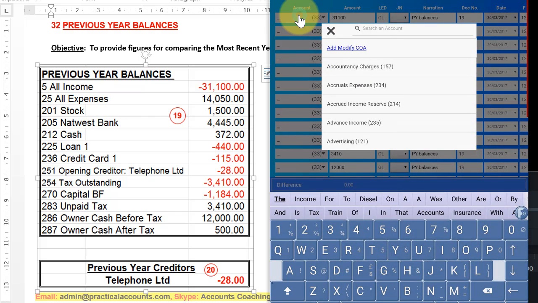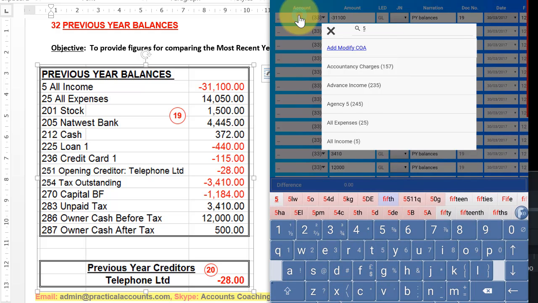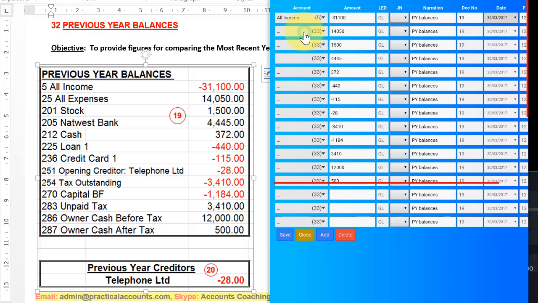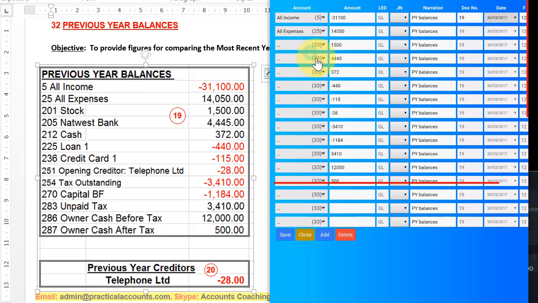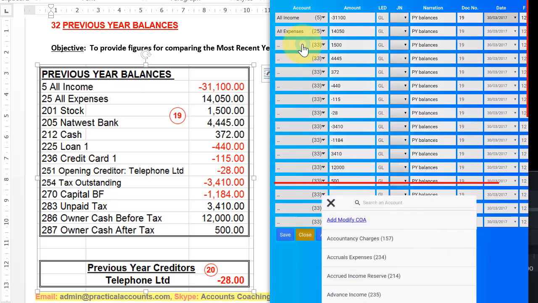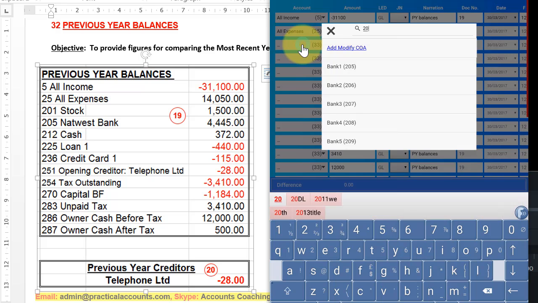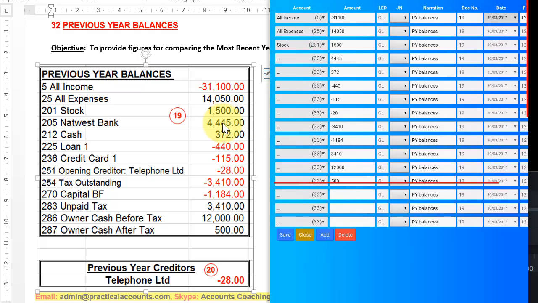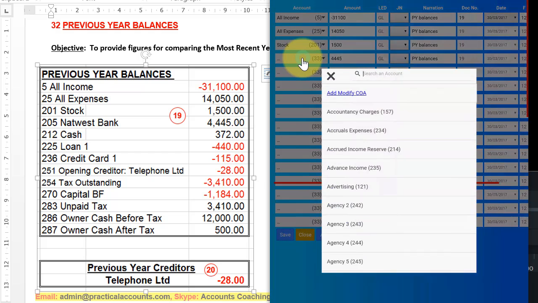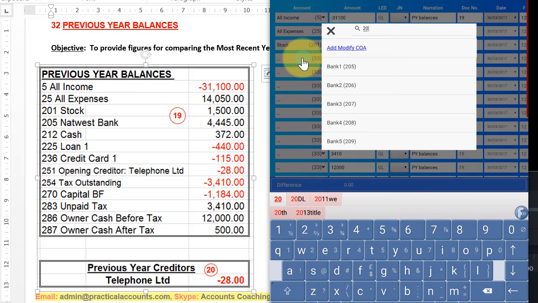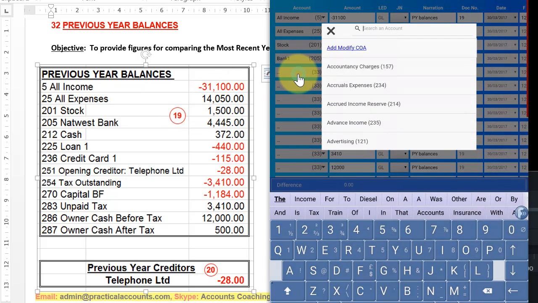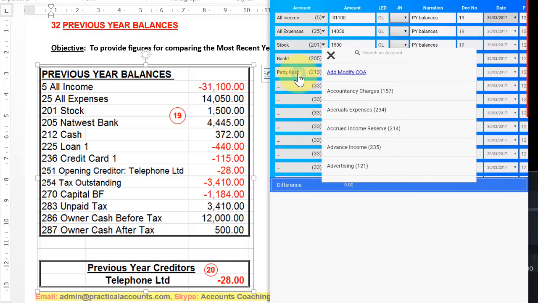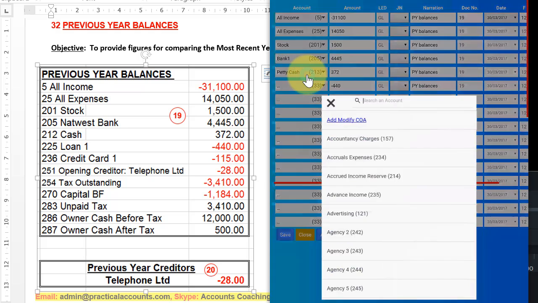Now finally we get into there. That is account 5. And below that is account 25. We type in a 25. There we are. And below that is account 201. Next to that is account 205. Next to that is account 212. I typed 213, so I need to change it to 212.